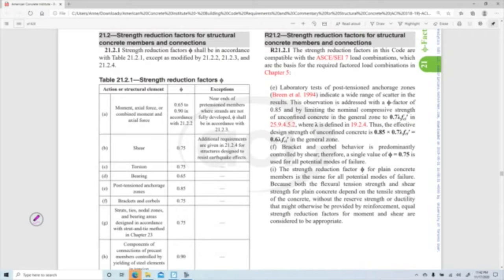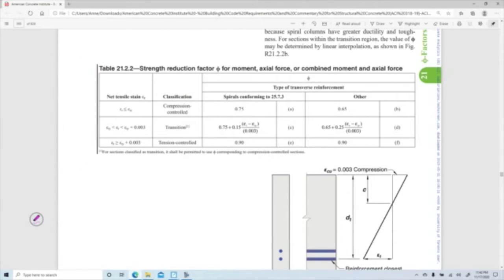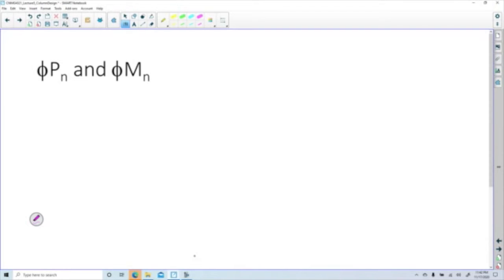21.2.2 on the next page. It depends on our, right, here it is, moment, axial, or combined. It depends on the tensile strain in our extreme tensile fibers. And it depends on the type of reinforcement. Whereas typically in our beams, we're unlikely to have spirals, now it comes into play because we might have spirals in a column. We're more likely to. But this, let's go back to here.